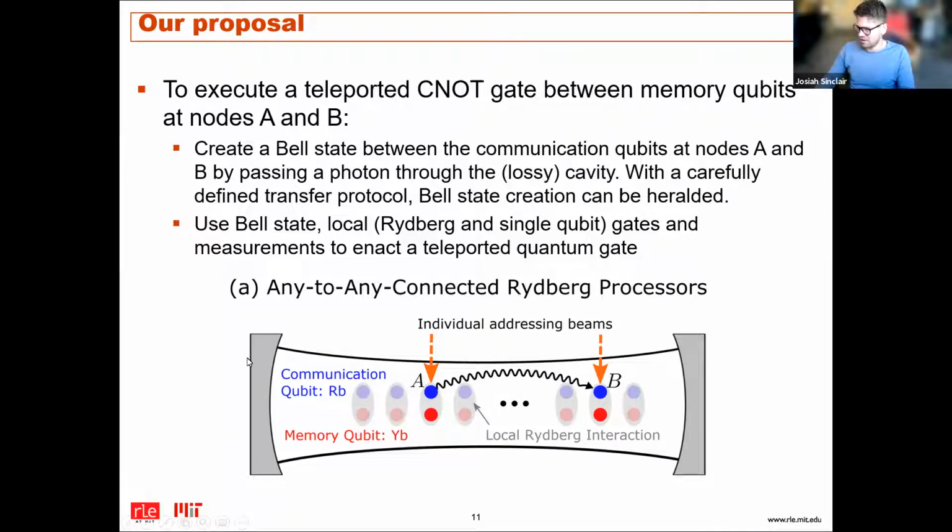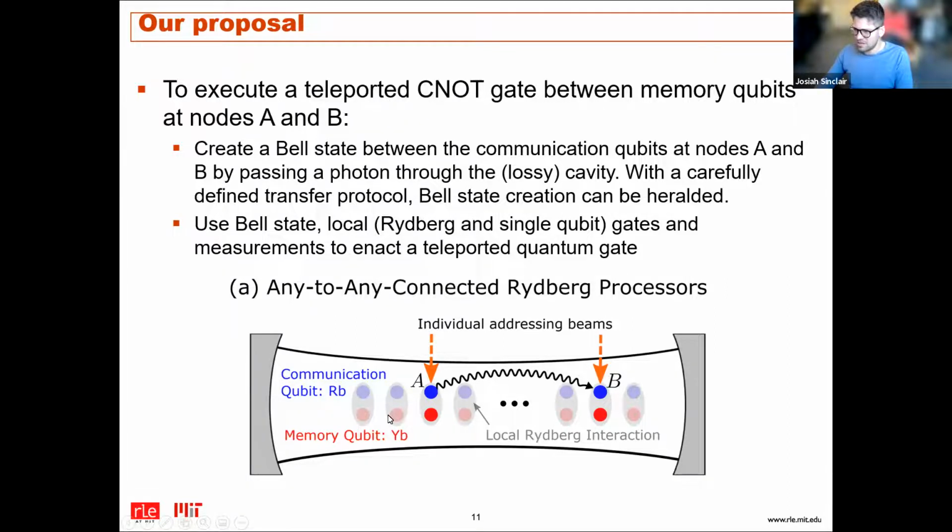In this diagram we have all the important elements of our architecture. We've got memory qubits in red, where all of the quantum information for our computation is going to be stored. Crucially, these memory qubits do not interact with the cavity at all. In fact, because it's a theory paper, we even suggest making the memory qubits a totally different species, to be sure that they don't ever interact with the lossy cavity. What does interact with the cavity is the communication qubits in blue here.